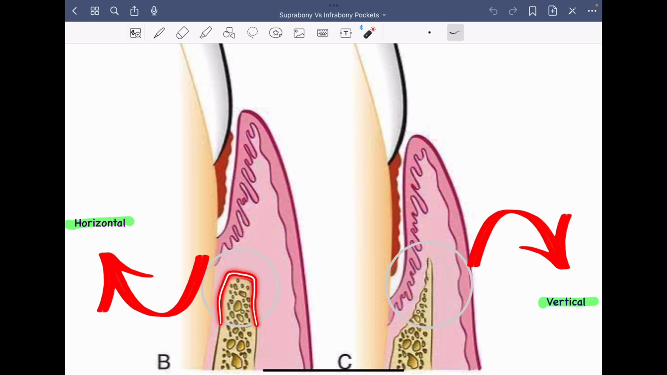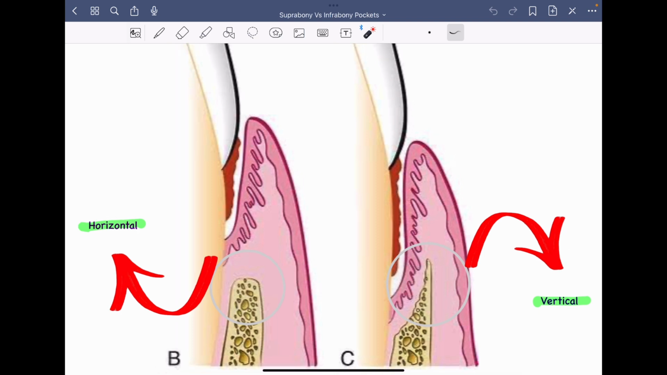Look at the shape of the alveolar bone here, it is horizontal, whereas in case of intrabony pockets, the bone loss is vertical, right here. So this is the alveolar bone, and this is the bone loss which is occurring vertically. So in case of suprabony pockets, we have a horizontal bone loss, and in case of intrabony pockets, we have a vertical type of bone loss which is occurring.